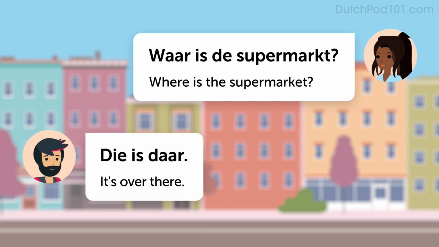Now, how do you answer this question? Die is daar. Listen to it again. Die is daar. This Dutch sentence literally translates as, that is there. But it means, it's over there.